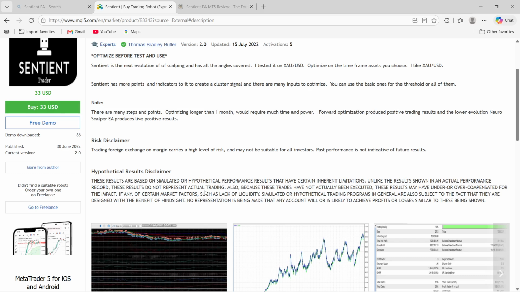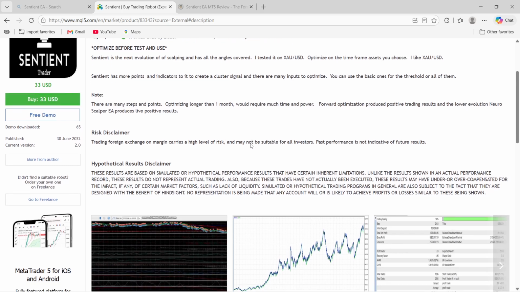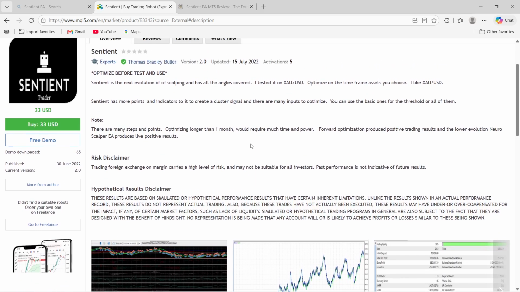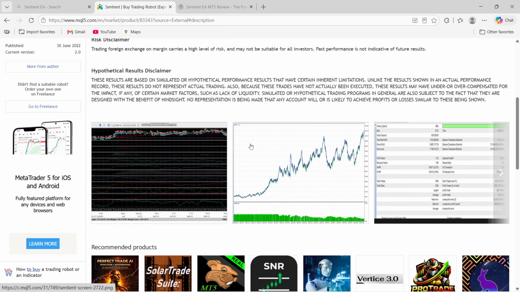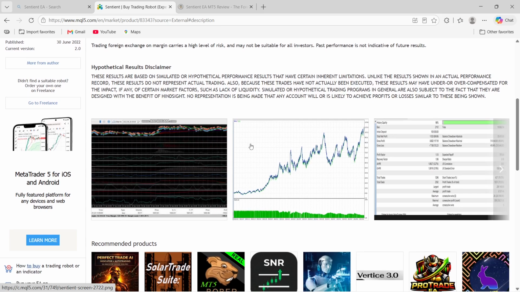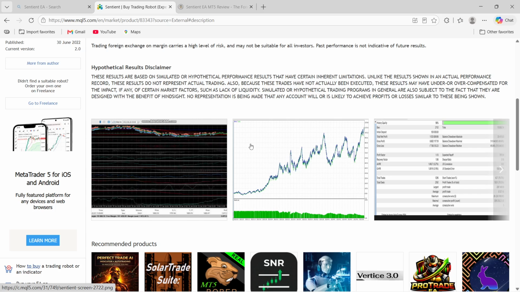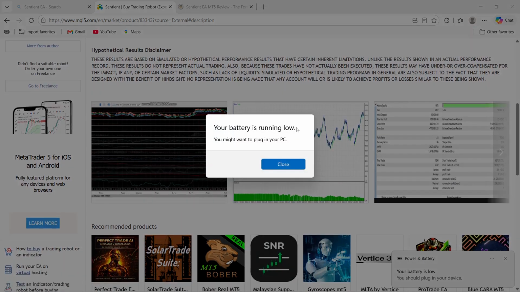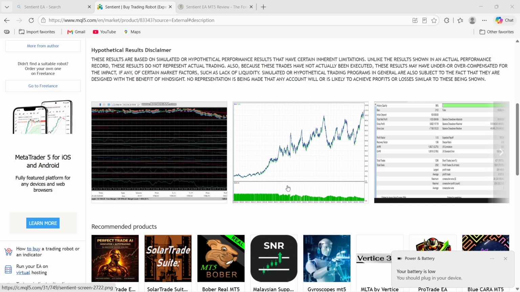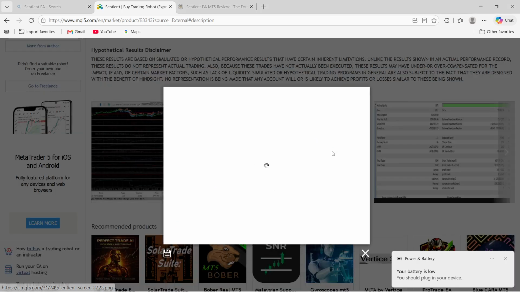And then you've got the usual set of disclaimers: high risk margin trading, past performance not indicative of future results, and a pretty long hypothetical results disclaimer. That's standard, but the fact they stress hypothetical performance reminds you that a lot of what you're seeing is backtest only. So summarizing the sales pitch in traders' terms, Sentient is a short-term scalper with a multi-indicator cluster entry. It's heavily dependent on optimization. The dev is positioning it mainly for gold, XAUUSD, and they're implying that with the right optimization, it can produce solid forward results.